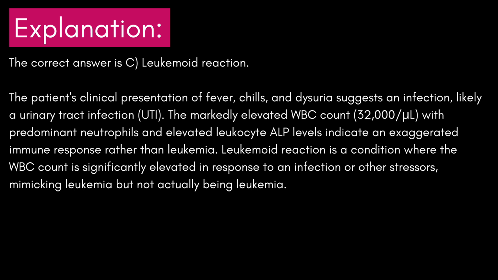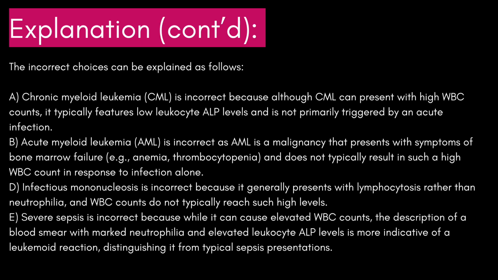All right, let's go ahead and see why the other answer choices are incorrect. The incorrect choices can be explained as follows. A, chronic myeloid leukemia, CML, is incorrect because although CML can present with high WBC counts, it typically features low leukocyte ALP levels and is not primarily triggered by an acute infection. B, acute myeloid leukemia, AML, is incorrect, as AML is a malignancy that presents with symptoms of bone marrow failure, for example anemia, thrombocytopenia, and does not typically result in such a high WBC count in response to infection alone.